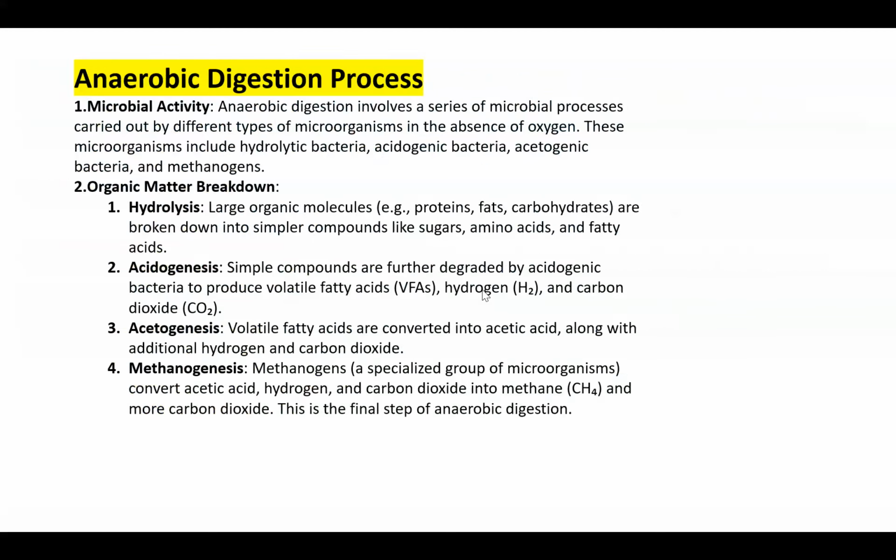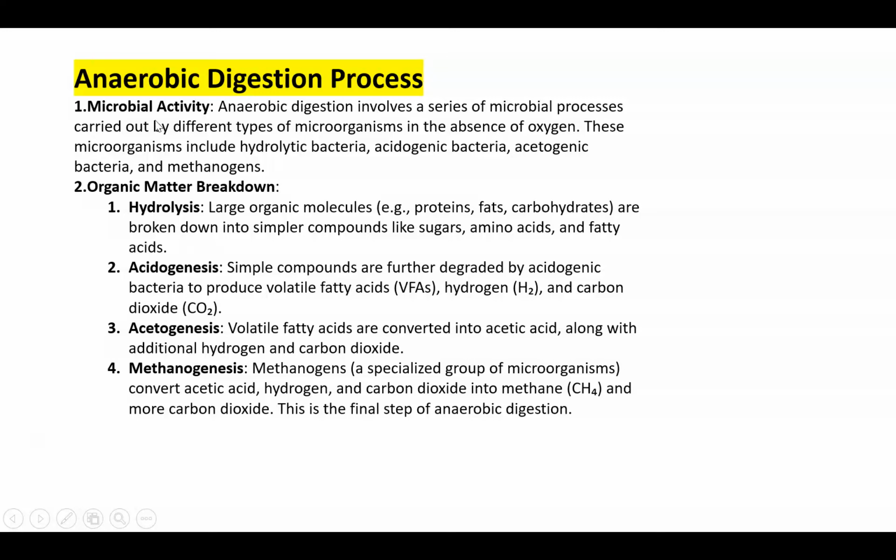Now we see what the difference is between these three reactors, and then we'll go for the questions for this week. Okay. So what is this anaerobic digestion process? In anaerobic digestion, microbial presence is there, but all the process takes place in the absence of oxygen. The main types of microorganisms used in this process are hydrolytic bacteria, acidogenic bacteria, acetogenic bacteria, and methanogens. So how does this organic matter break down? Through hydrolysis, acidogenesis, acetogenesis, and methanogenesis.